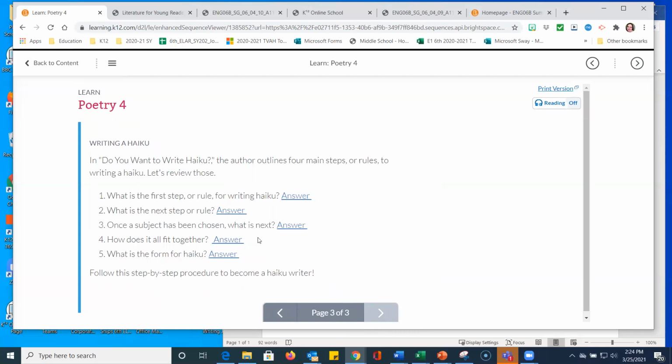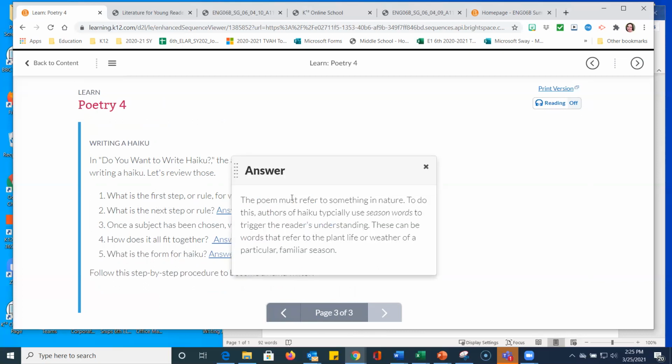Slide 3. Excuse me. And do you want to write a haiku? The author outlines 4 main steps or rules to writing a haiku. Let's review those. Number 1, what is the first step or rule for writing a haiku? The poem must refer to something in nature.